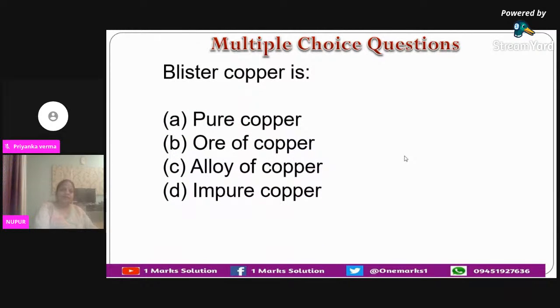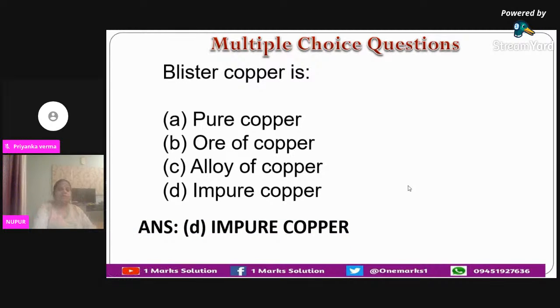Now, here is another question. What is blister copper? Blister means when on the surface of copper you see small protrusions or small bubble-like things, just as you see in your bubble sheets. So what are they? Is it pure copper when you see blisters on the surface of copper? Is it an ore of copper or an alloy of copper? Or is it impure copper? And the answer is it is impure copper.